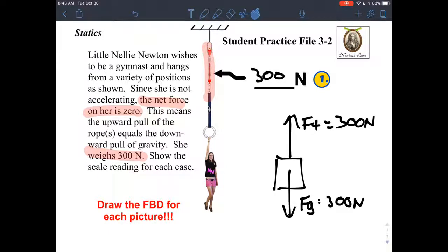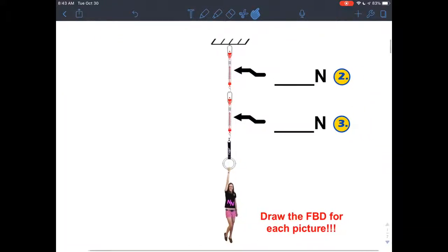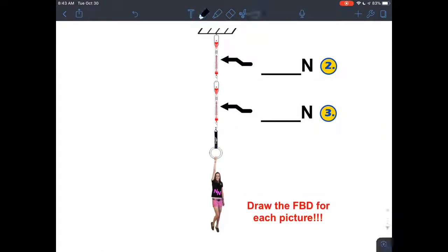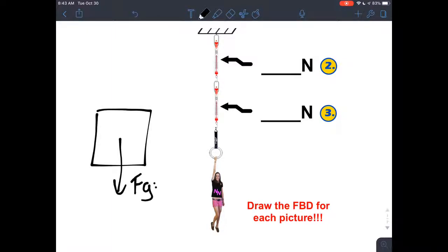Okay, number 2. Now we have 2 scales lined up. So again, we'll go ahead, draw in the free body diagram. There's Nellie, box for Nellie. We know that she still has a weight of 300 newtons. And in this case, again, we see there is only 1 source of tension.